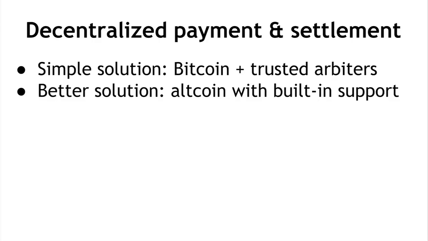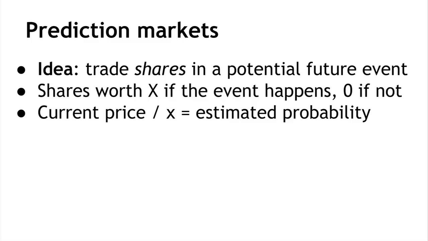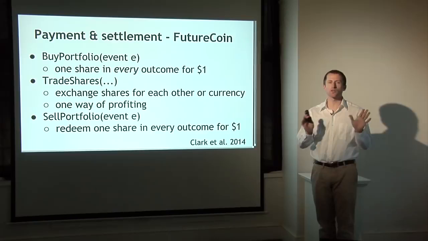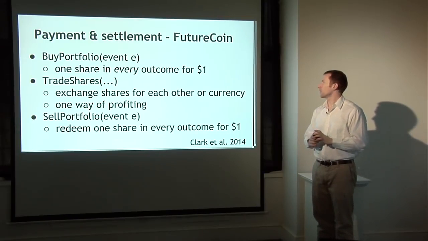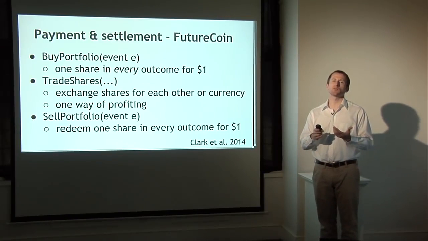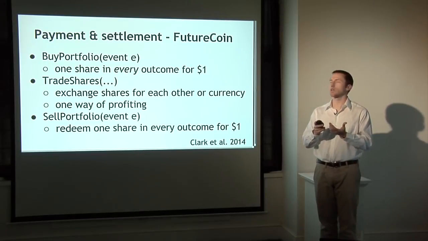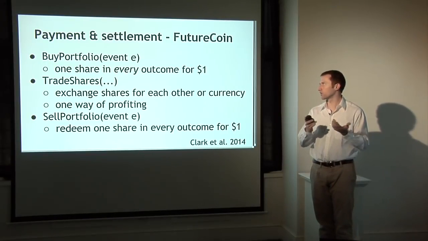We could basically do escrow transactions, and the arbiter will enforce the contract, the fact that if you bet on something that didn't happen, you lose money, simply by not signing transactions. A better solution would be if we built an altcoin that had explicit support for prediction markets. So what would that look like? There's a proposal for doing this called FutureCoin. This isn't an altcoin, it hasn't actually been built, that adds a couple of transaction types in addition to just normal sales of Bitcoin or any other cryptocurrency.